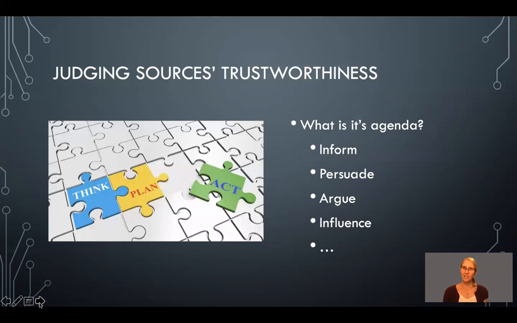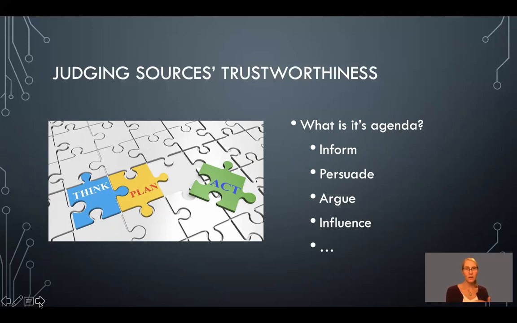Last, what's its agenda? This kind of goes with the idea of bias, but I like to think of it in terms of an agenda. When I come across something on my social media feed and I start reading the article, I think, oh, this is an interesting article, but I realize halfway through that, really, this is an ad, trying to sell me a particular product. Or it might be something that's just meant to inform me. Maybe it's a news article that says, hey, this happened.